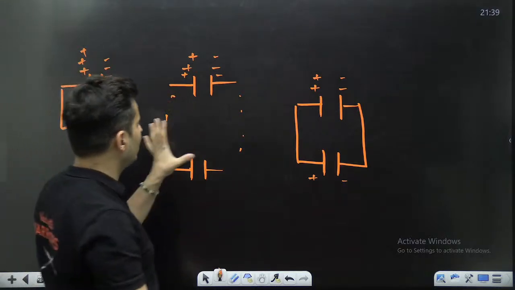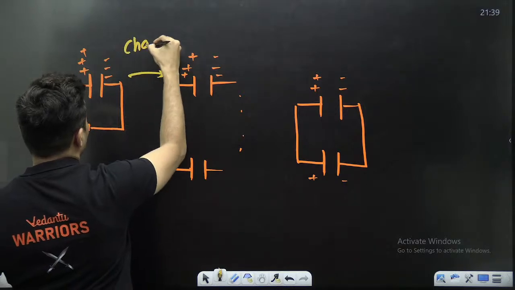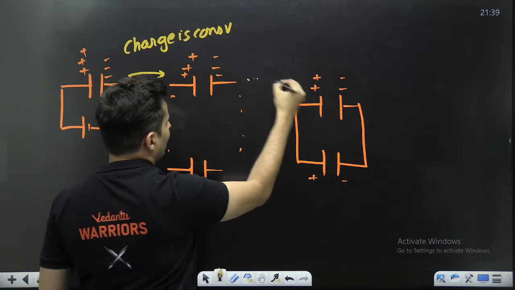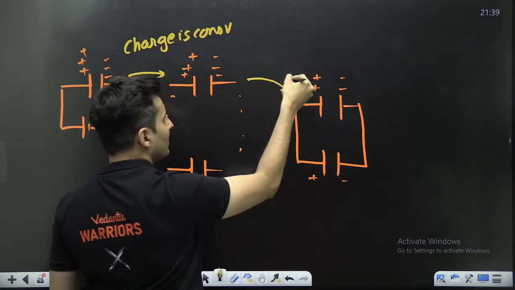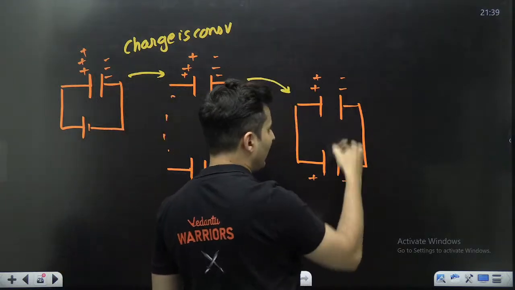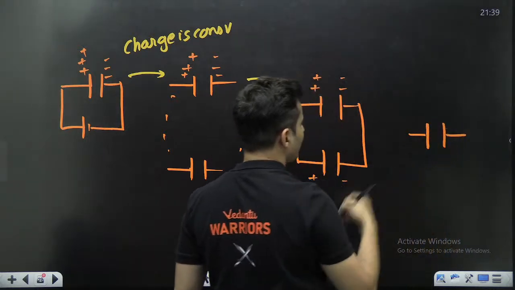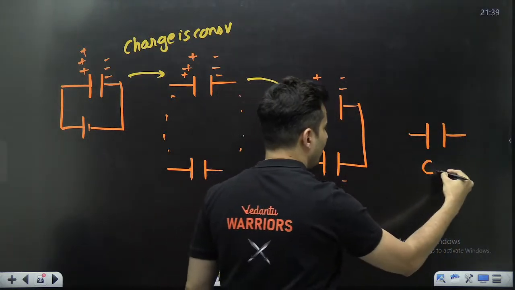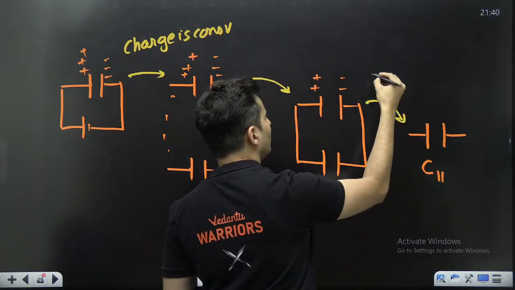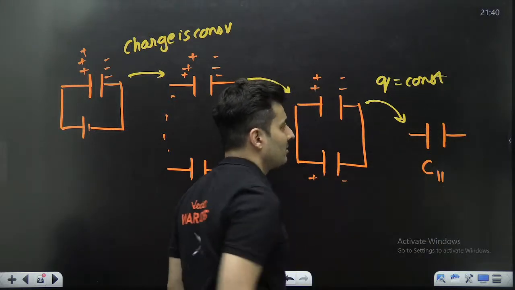Remember, from this step to this step, it's the charge which is conserved. It remains conserved even in this step. The charge can't go anywhere. And finally, these two capacitors are in parallel. You can assume it like one single capacitor, but a capacitor in parallel. And from this step to this step also, the charge is the same. The charge is going to be conserved.